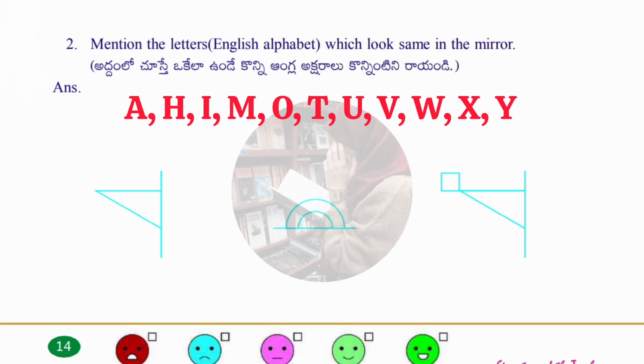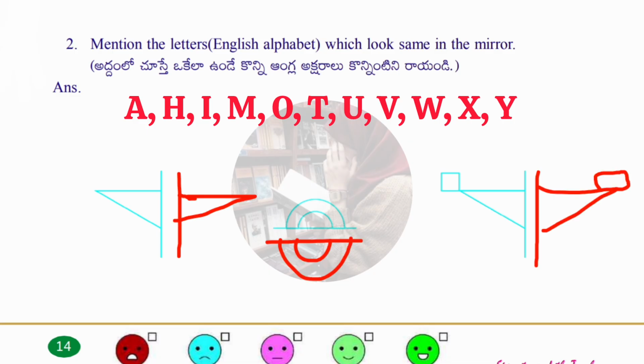Understood guys? If you have doubt, you may check by yourself by keeping the English alphabets before the mirror and check it out. And here we have given 3 pictures, guys. This picture also you have to put before the mirror, and then you have to draw whether it looks the same or not. Here I am showing you the picture how it looks in the mirror. Please pause the video and draw it neatly.